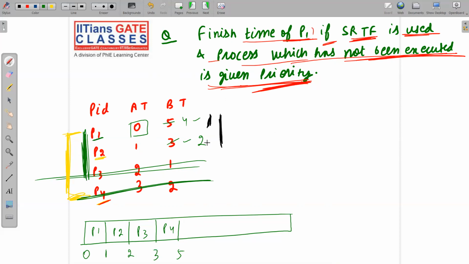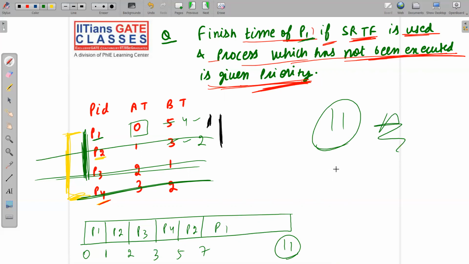It is over now. So I am remaining with P2 and P1. P2 will be executed till 7. It is over, and then P1 will be executed. Then 7 plus 4, that is 11, till 11. So finally our Gantt chart is made. Now what they were asking: the finish time of P1. The finish time of P1 is 11. So the answer is 11.